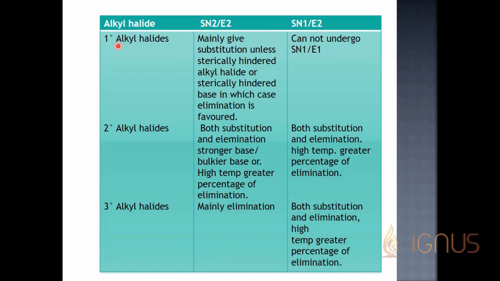Let us see primary alkyl halides. They mainly give substitution. Remember, primary alkyl halides will always give substitution unless there is a sterically hindered alkyl halide or a sterically hindered base. In those cases, it will undergo elimination. But in special cases, if the alkyl halide is sterically hindered or the base is highly sterically hindered, then it will undergo elimination. And one more point, it will not undergo SN1 reaction.